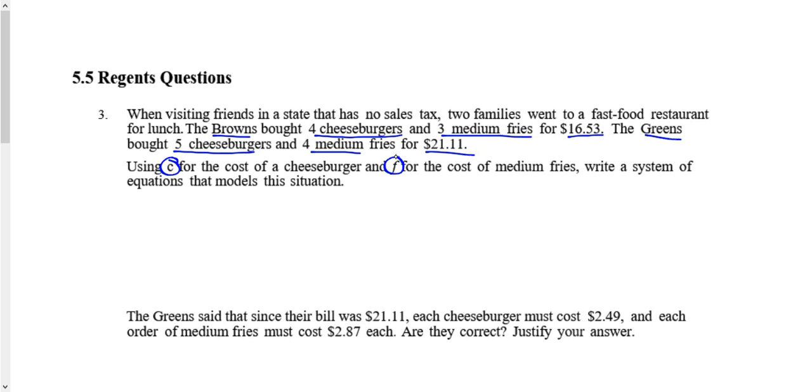All right, Serenity, would you write an equation for the Browns? C is the cost of cheeseburgers and F is the cost of fries. Give me an equation for what the Browns spent.